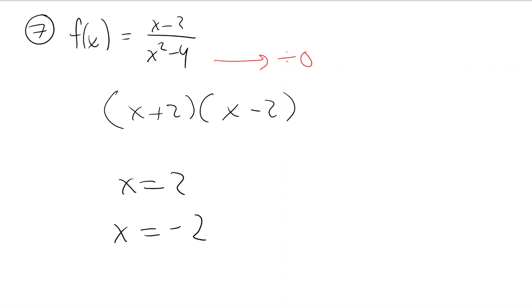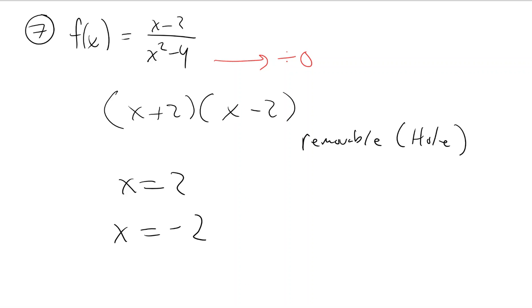To label those as removable or non-removable, well, removable is when it's a hole. Non-removable is all the others, any other type of break. So how do I know if these are vertical asymptotes or holes?